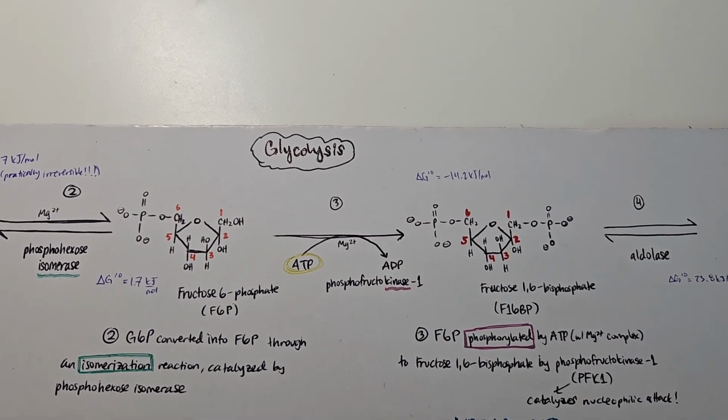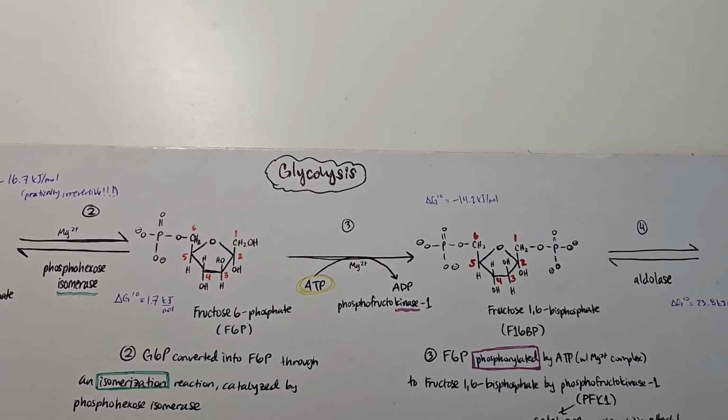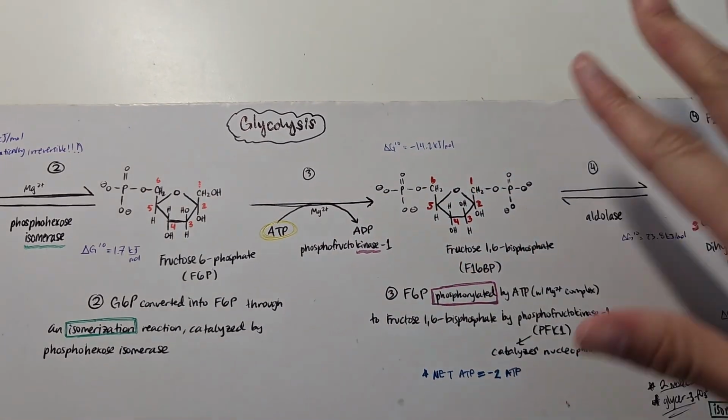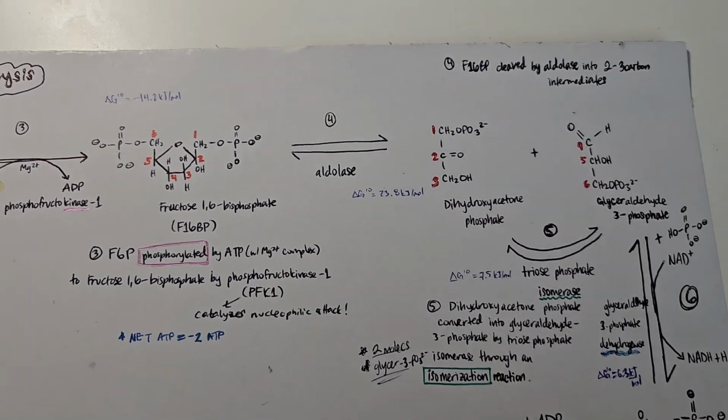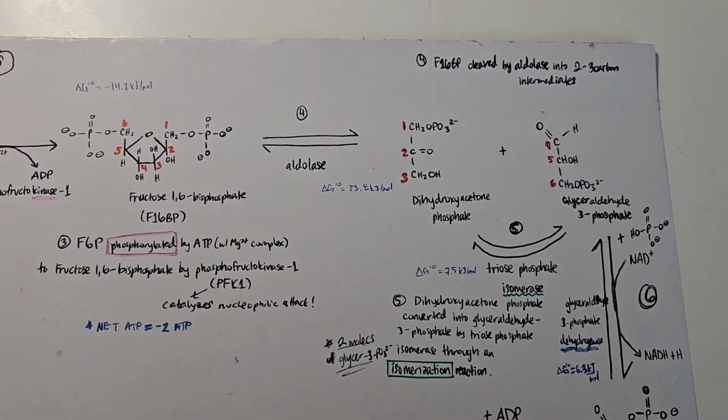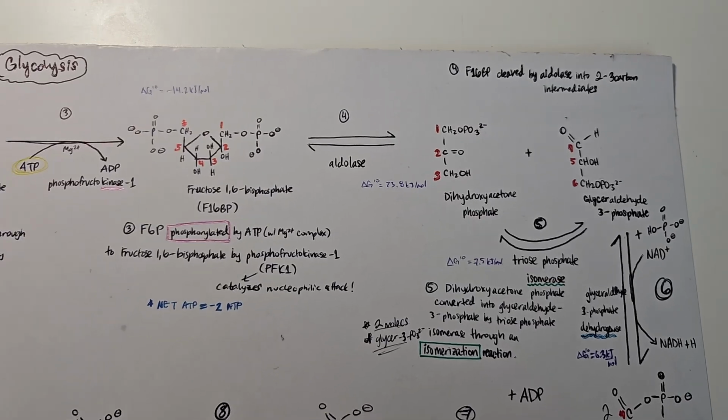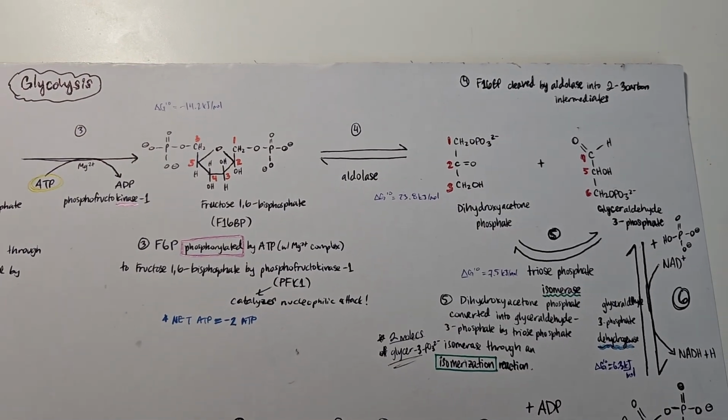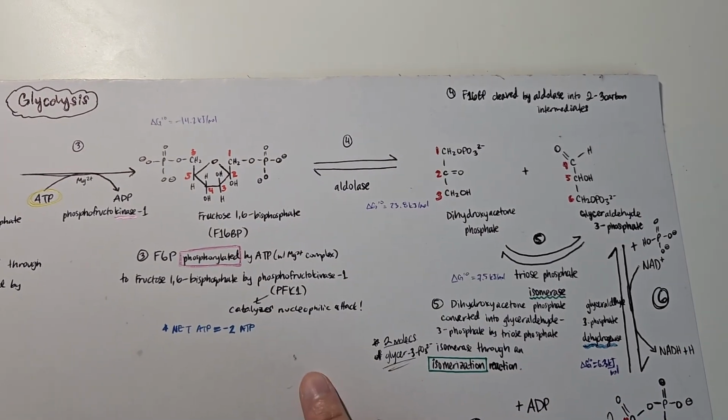So in dihydroxyacetone phosphate, you have carbons 1, 2, and 3 from F16BP, and then glyceraldehyde 3 phosphate is where our carbons 4, 5, and 6 come from F16BP. And that's just pretty much what happens here. This reaction is catalyzed by aldolase.